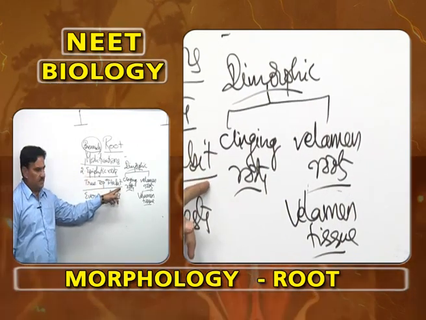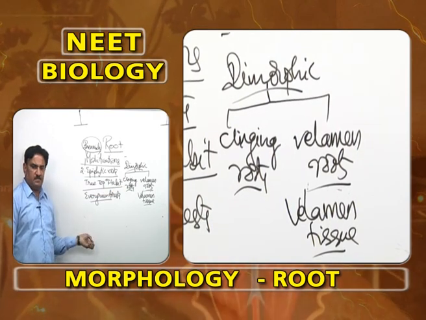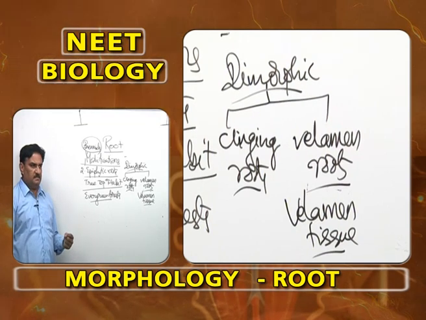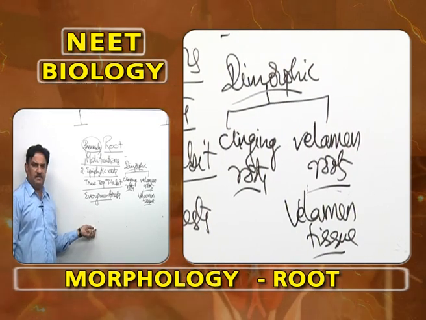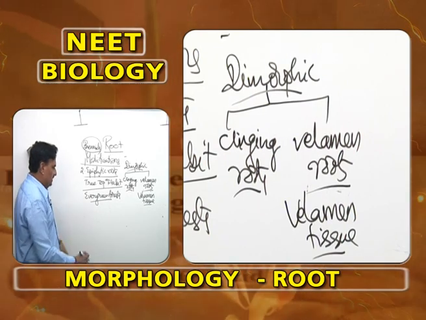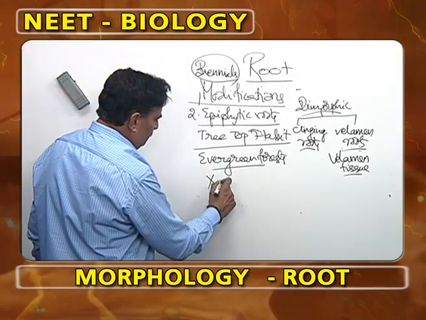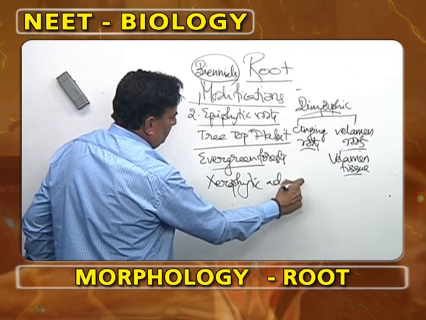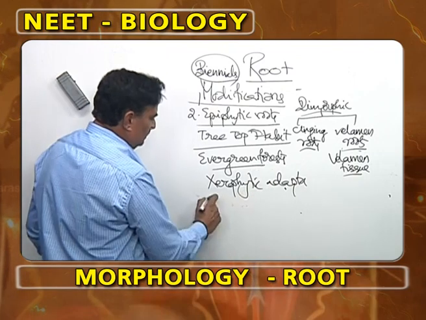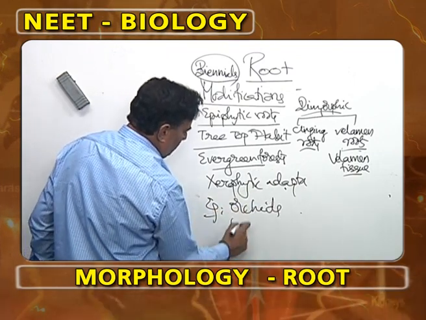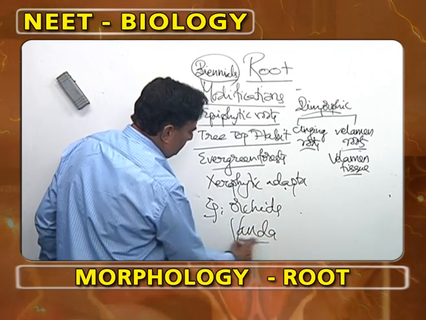Now, clinging roots help in attachment, velamen roots help in absorbing moisture. Whenever velamen roots absorb moisture, very little amount of water will be there. These plants do not have any contact with the soil. That is why, in order to conserve the water, these plants also show xerophytic adaptations. The best example is many orchids and one individual example is vanda.